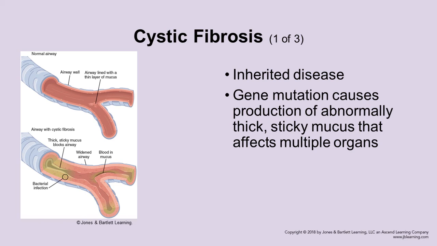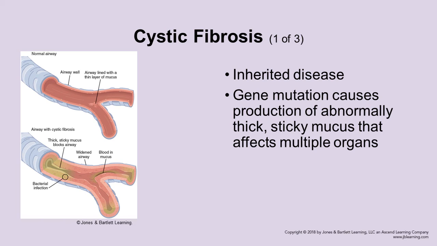The next disease process that we'll touch on is known as cystic fibrosis. And so CF, or cystic fibrosis, is an inherited disease which is caused by a gene mutation resulting in the production of abnormally thick and sticky mucus that can affect multiple organs in the body, but most notably the lungs, as we'll talk about today.